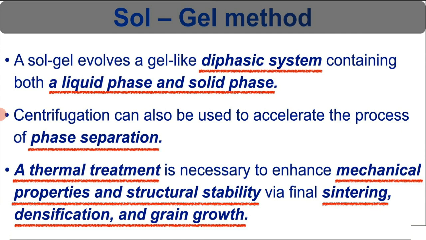First we will discuss the sol-gel method. A sol-gel method involves a gel-like diphasic system containing both a liquid phase and a solid phase. Centrifugation can also be used to accelerate the process of phase separation. A thermal treatment is necessary to enhance mechanical properties and structural stability via final sintering, densification, and grain growth.